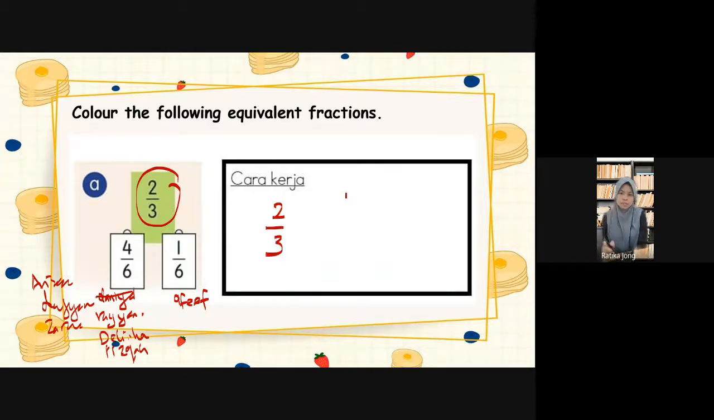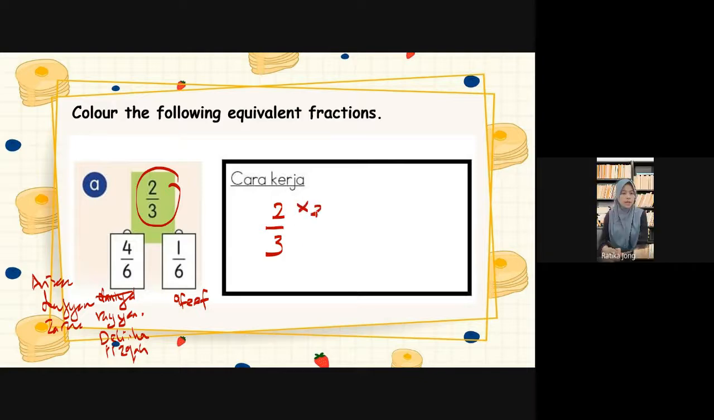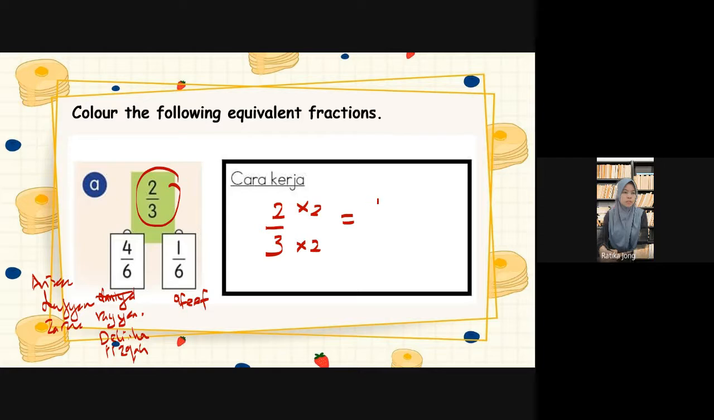Okay, now tell me class. 2/3, we are going to use the multiplication method. Method 2, okay. You multiply by one number, you get 4/6. Multiply by 2, atas darab 2, bawah darab 2. So 2 times 2 is 4, 3 times 2 is 6. So the equivalent fraction for 2/3 is 4/6. Nya sama besar, sama size. Okay, now. Ready for the next question?